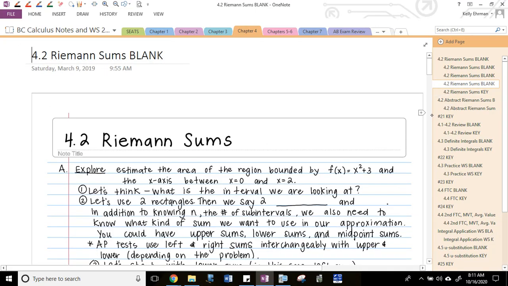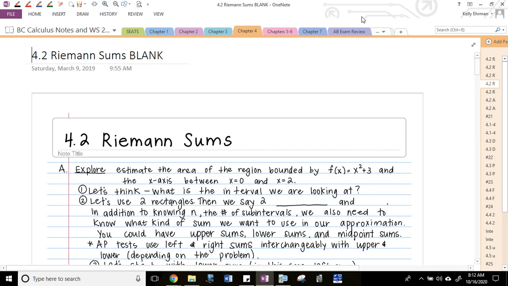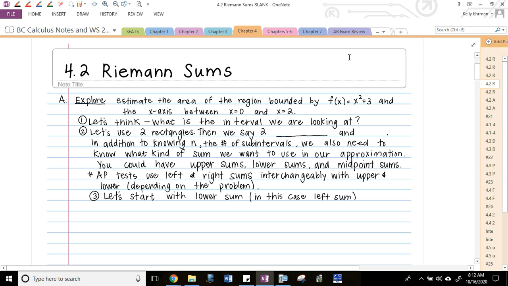So today we're going to start talking about Riemann sums, and however far we get, your homework is to finish the problems in this part of the packet, so the AP problems. And so we're going to just start kind of exploring this idea.